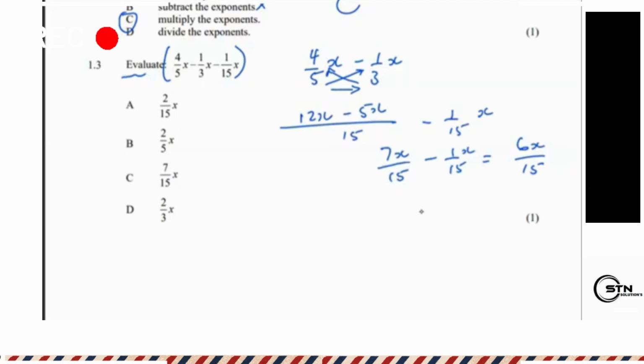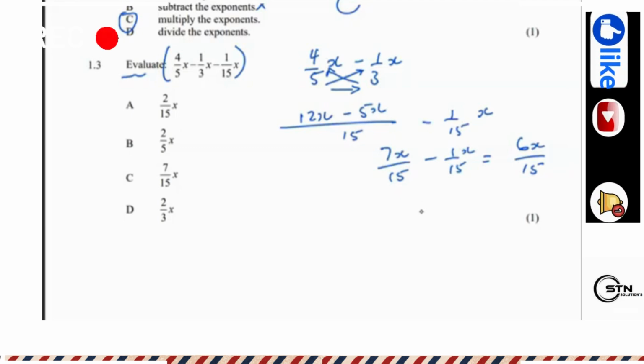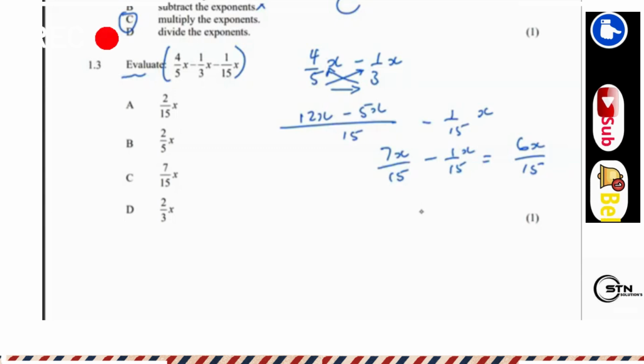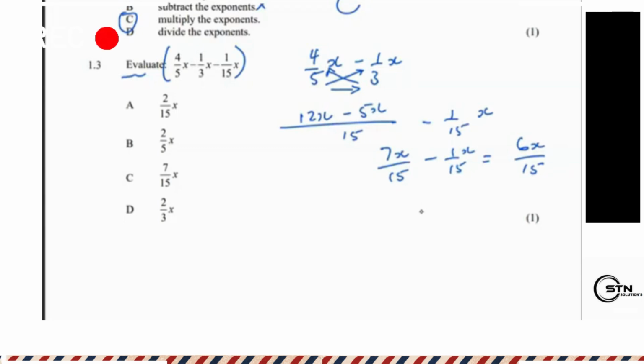Is there an answer like 6 over 15? Nope. So let's go back to the question. We can simplify this, okay? Look for a number that can divide 6 and can also divide 15.